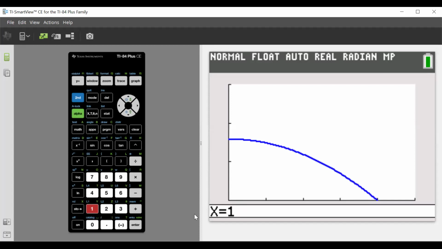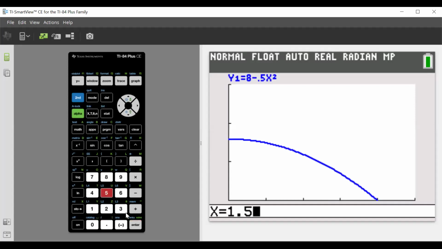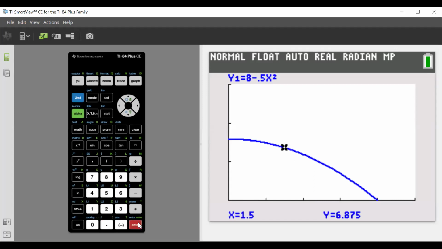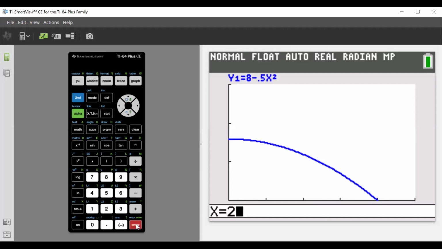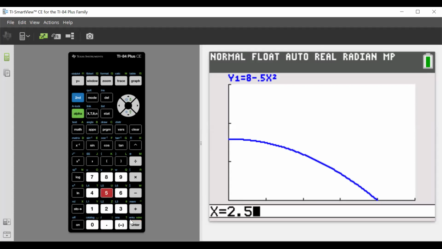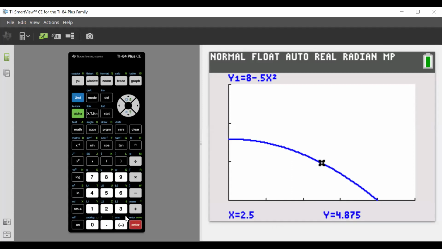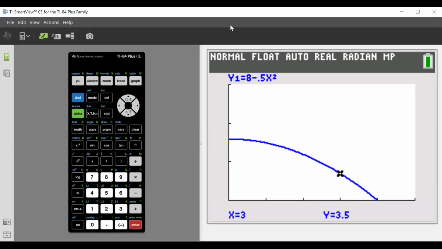And so what we're going to do is we're going to say, okay, well, at 1, we get 7.5. Okay. Now, what do we do? Now we do 1.5. So that's going to be halfway. That's going to be 6.875. All right, then we do 2. That's going to be 6. We go to 2.5. That's going to be 4.875. And then we do a 3, and that's going to be 3.5. So that should give us all of our points that we need.